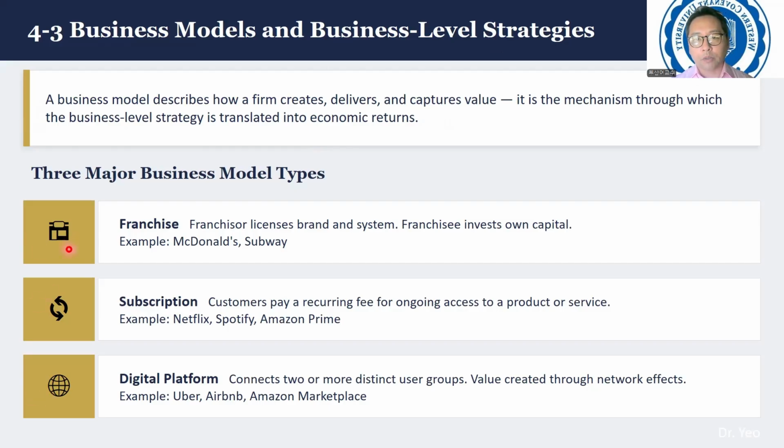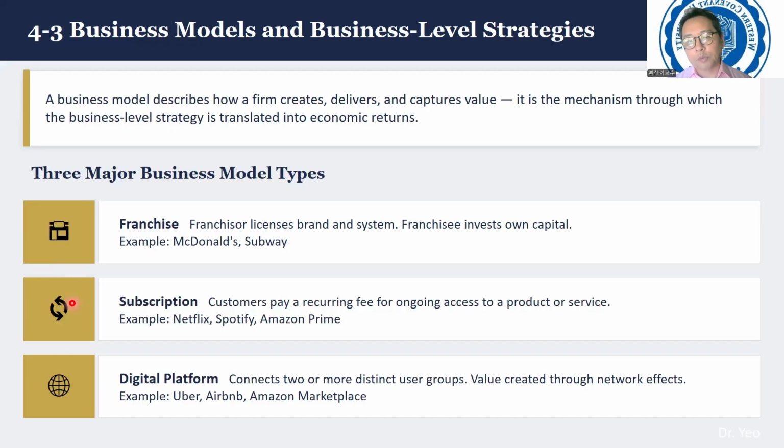The franchise model. The franchise model is a classic. A great example is McDonald's, Burger King. McDonald's sets the strategy, the brand, the systems. Franchisees invest their own capital to execute locally. The firm creates value once, then replicates it thousands of times through franchise partners.